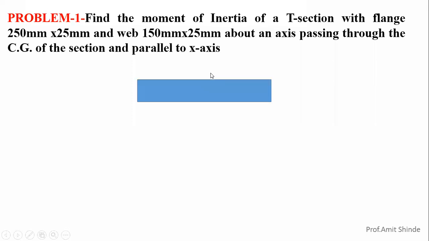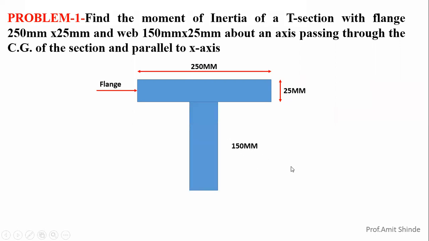Now if you see here, this one is the geometry of your section. Out of this T section, this 250 by 25 millimeter is the flange and this 150 by 25 millimeter is the web, and for this T section we have to find out the moment of inertia about the axis. These are two rectangular sections. We have previously solved some simple problems for simple rectangles, but a T shape is nothing but the combination of two rectangles.